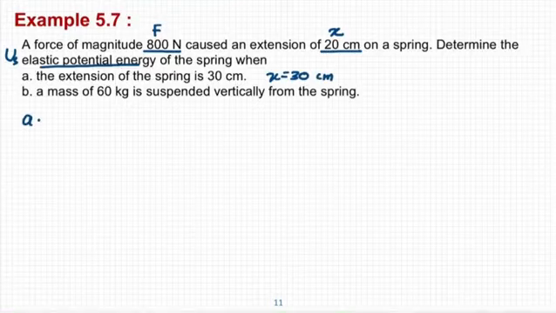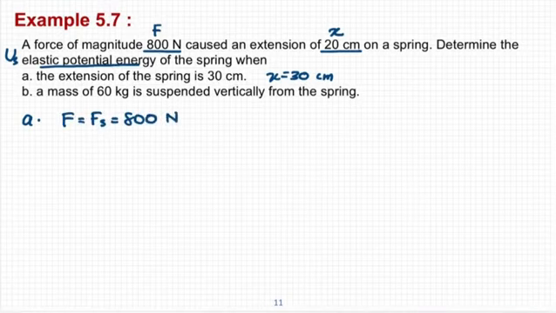So to solve A, we have to look at the information that is given to us. We have a force of magnitude 800 Newton, and this is actually equal to our restoring force, and this force will cause an extension of 20 centimeter. So first of all, we should convert the centimeter into meter, so we get 0.2 meter.